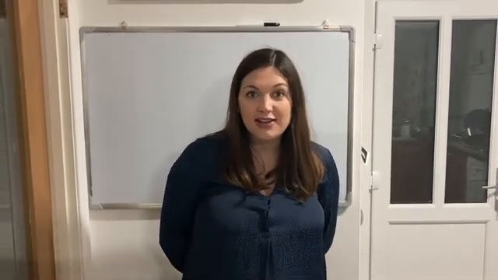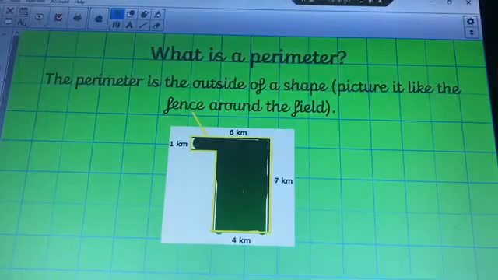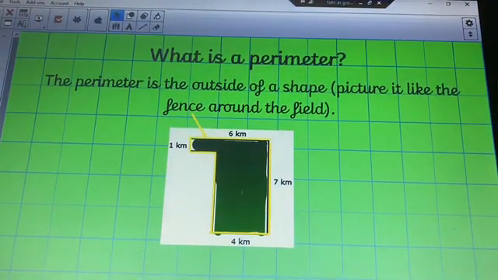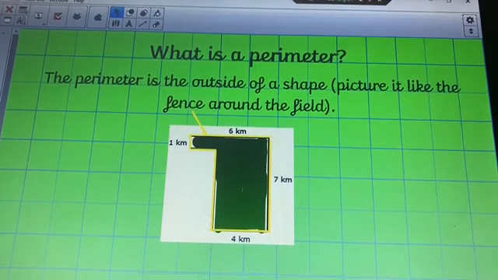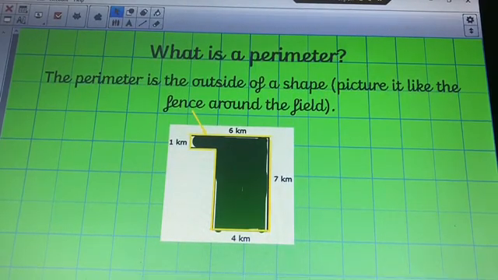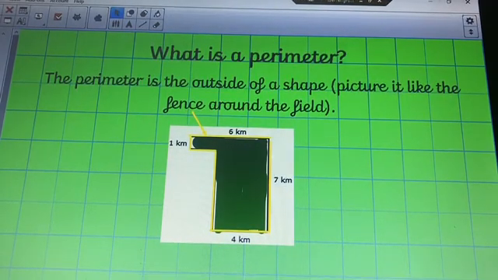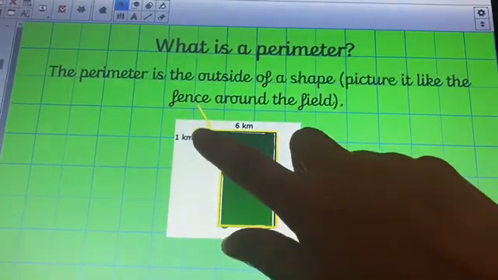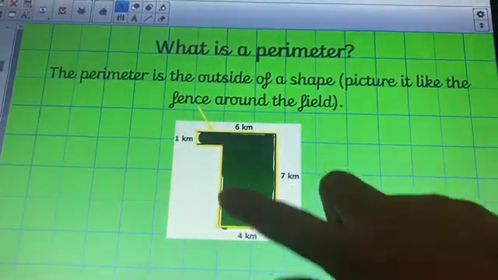Now today we're going to be thinking about calculating the perimeter around a rectangle, which means we're measuring the distance around it. Okay, so what is a perimeter? The perimeter is the outside of a shape. Picture it like a fence around the field. So you can see here that bit in yellow. That was a fence that goes all the way around the field.